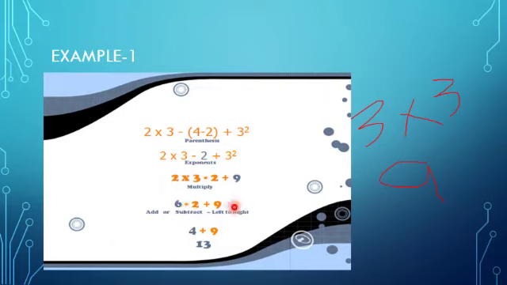Here we can see that there are two operations, subtraction and addition. So in addition and subtraction, the order that will be followed is from left to right. From left it is subtraction, so 6 minus 2 is 4 plus 9, and 4 plus 9 is 13. So this is our answer.